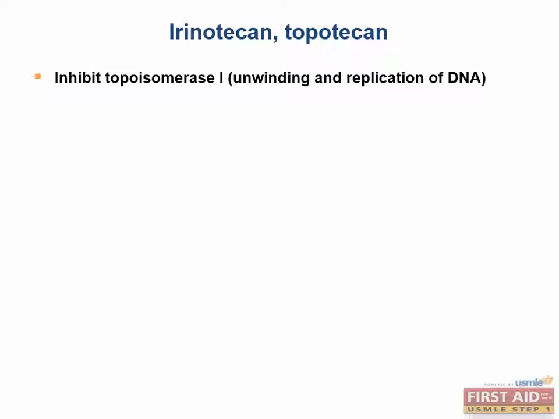Irinotecan and Topotecan specifically inhibit topoisomerase I instead of II. Irinotecan is used in colon cancer and Topotecan in ovarian and small cell lung cancer.